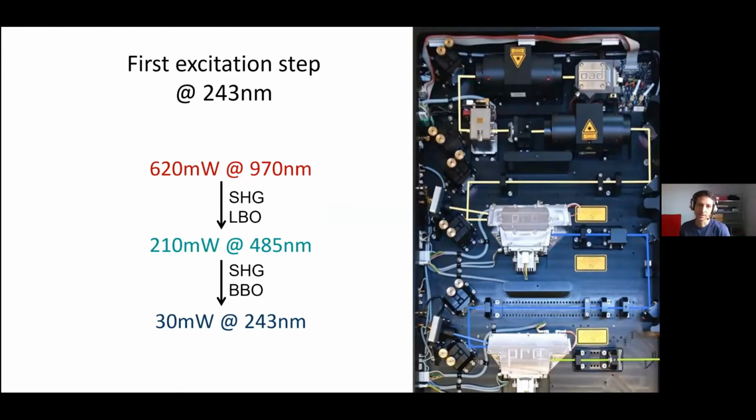The laser system that we're using is, as I said, the first step is a 243 nanometer laser. This is a commercial system that starts with 970 nanometers and then is twice frequency doubled intracavity, to reach something on the order of 30 milliwatts at 243 nanometers. So it's a diode laser, twice frequency doubled.